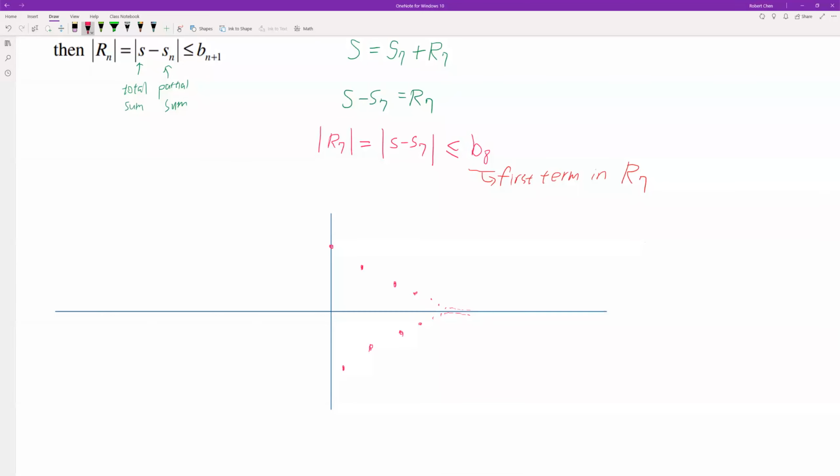Now let's try to understand this using a graphical approach. Let's say I stop here. This is 1, 2, 3, 4, 5, 6. This is B6.